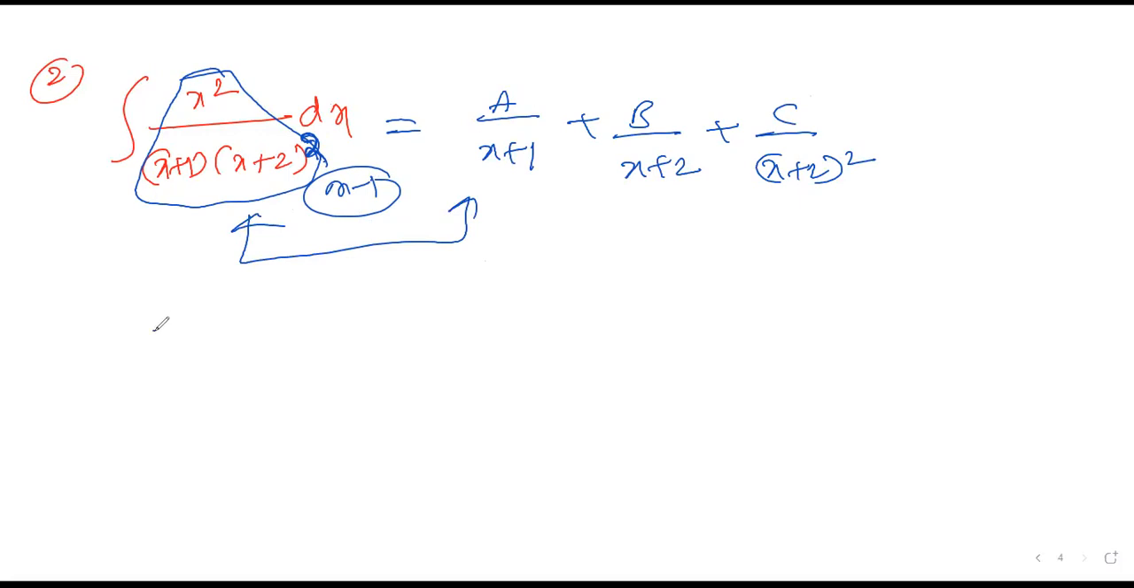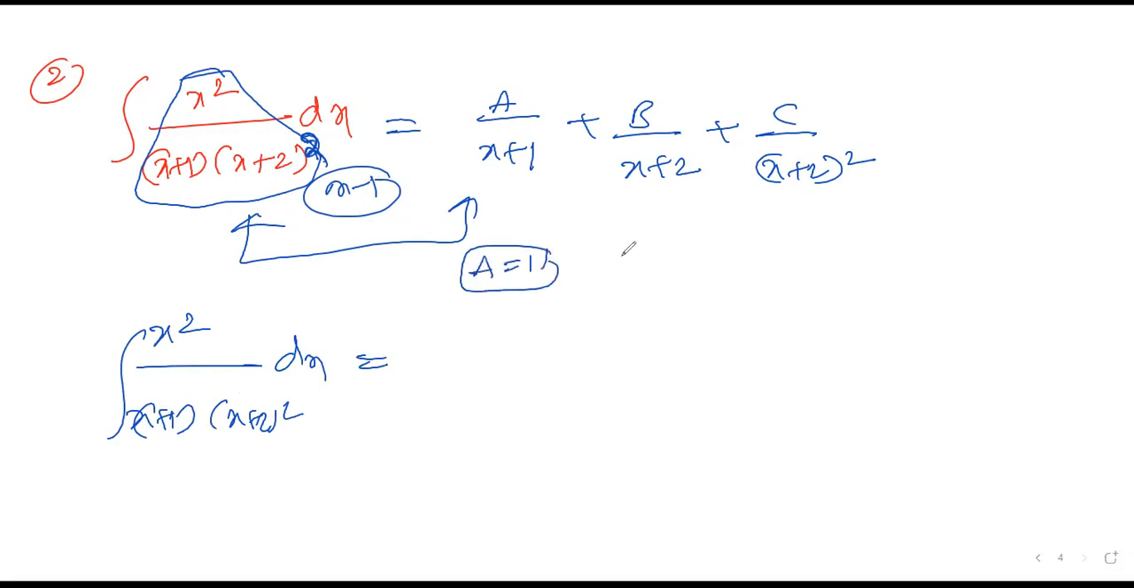I'll write the values of x square and all: x square by x plus 1 into x plus 2 whole square dx. Please try to follow the values because I do not work on that. I'll write the values directly: a is equal to 1, b is equal to 0, c is equal to -4. Just you take the values. You start working on it. If you can't, I'll help you.